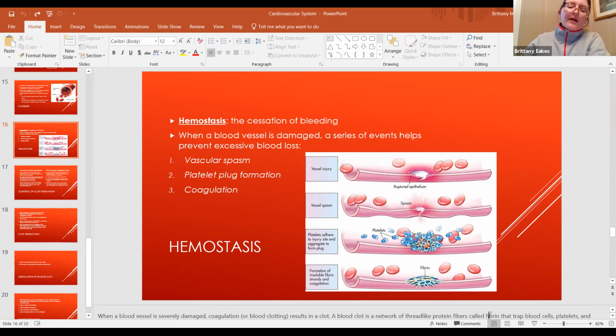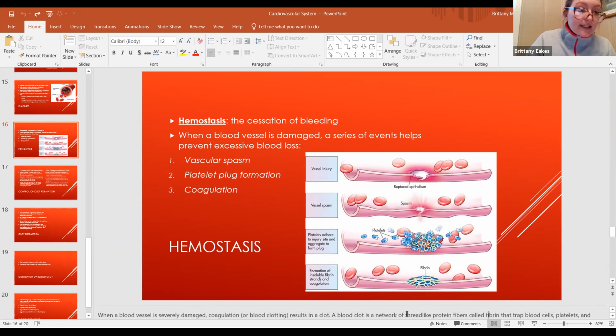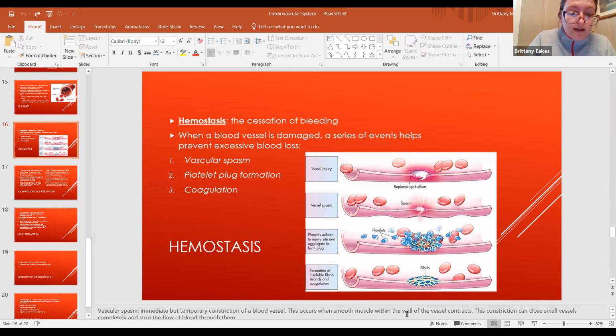Okay, so now we get to blood clotting, which is coagulation. If a blood vessel is severely damaged, coagulation results in a clot. A blood clot is a network of thread-like protein fibers called fibrin, which basically make a net that traps red blood cells, platelets, and fluids. They'll form that little net. And then I'm about to show you what it does after that.